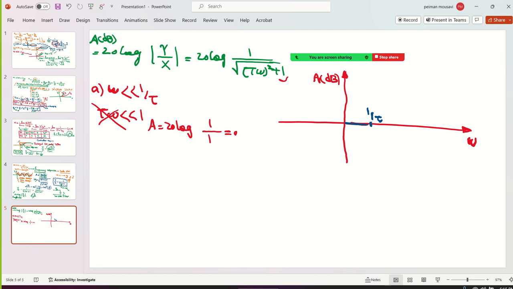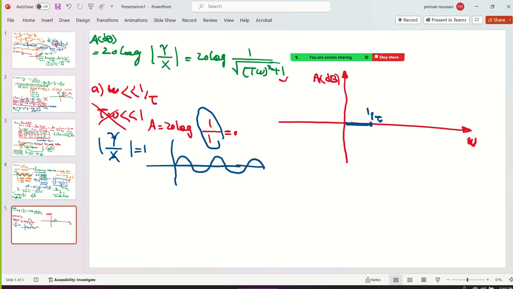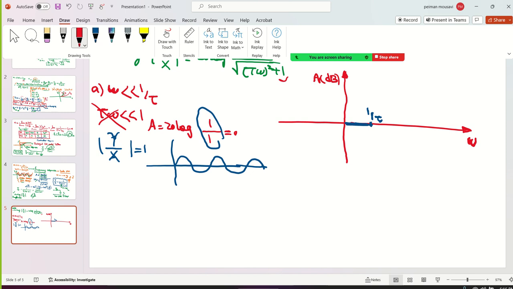So here the amplitude is 0. When I say amplitude 0, it means the absolute value of y over x is 1. Understand me, guys. Output follows the input, exactly as the input. See what I'm saying? So simply speaking, if this is your input for a first order system and low frequency, the output is going to have exactly the same value.